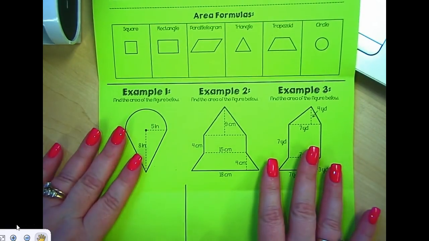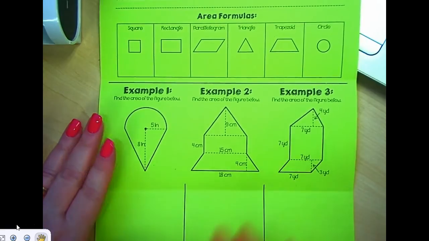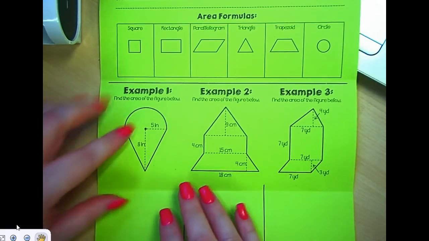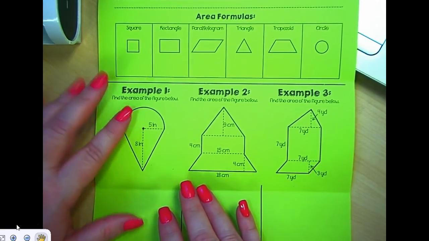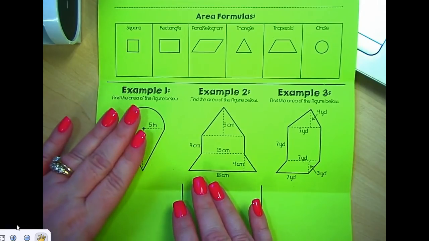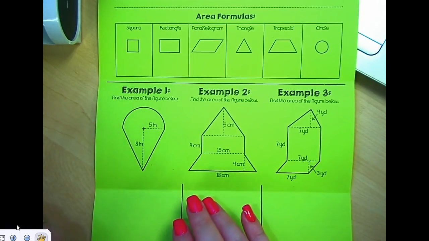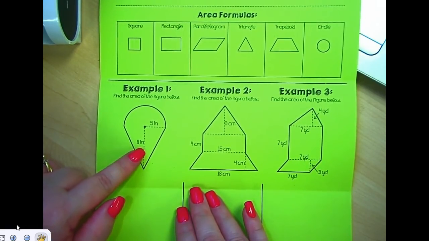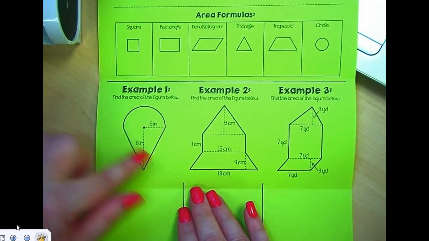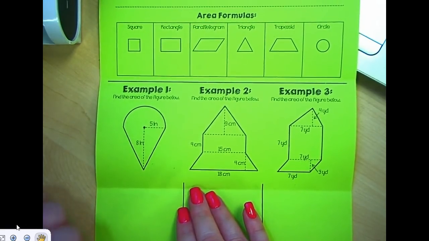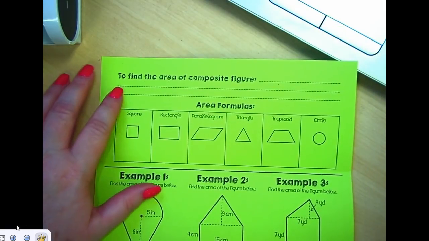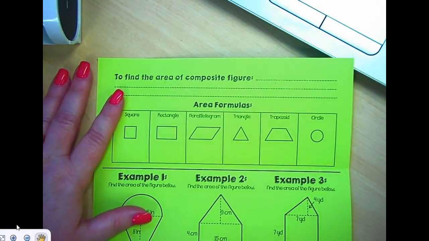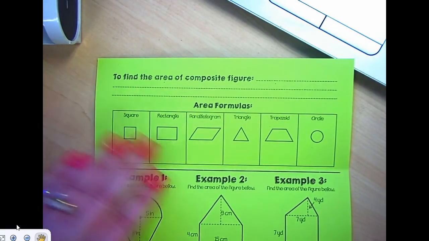What do you think that we have to do to find the area of these shapes? Do you remember what we had to do? Find the area of each individual shape, and then to find the area of the whole shape, we're going to add it together. So if we found the area of this half circle, and then we found the area of this triangle, then we would add them together to find the area of the entire composite figure. Okay? So up here, we're going to write that out. To find the area of a composite figure, you're going to find the area of each individual shape, and then add all of the areas together to get a total.